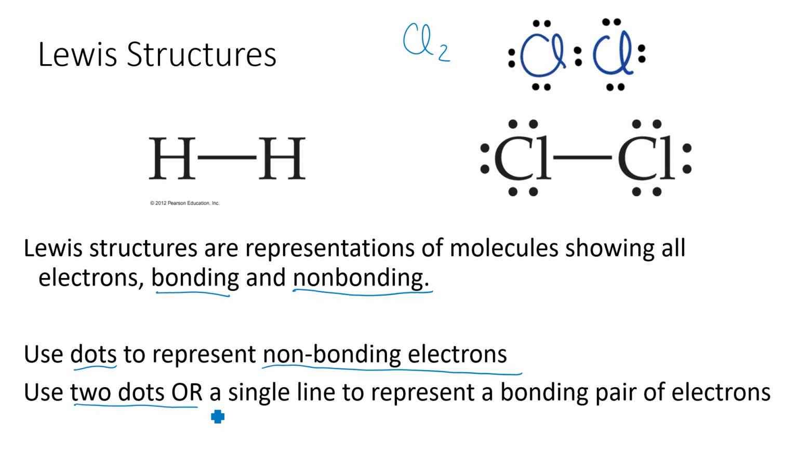And for the bonding pairs, we can either use 2 dots or 1 line. So when you're looking at a Lewis dot structure, each line represents 2 shared electrons. So just keep that in mind. So 1 line is equivalent to 2 dots, and remember the dots represent electrons.